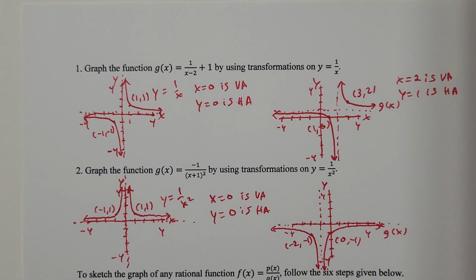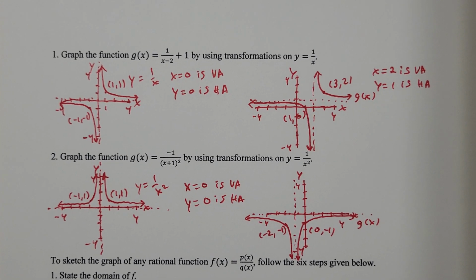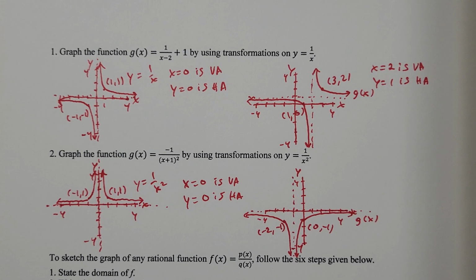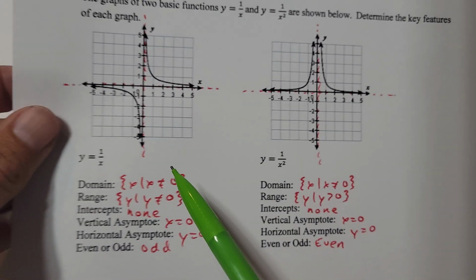Let's take a look at the next page there. So in problem 1, they want us to graph the function g of x equals 1 over x minus 2 plus 1 by using transformations on y equals 1 over x. Okay, so there's the graph of y equals 1 over x, which is on this page here.